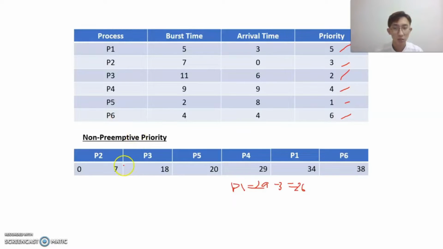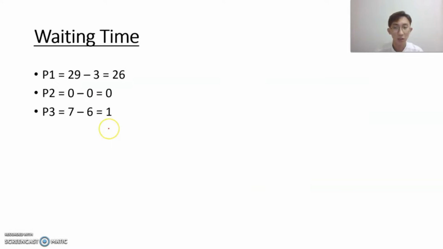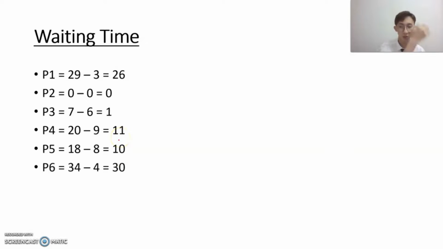And process 3 starts at 7 milliseconds. Process 3 arrives at 6 milliseconds. So actually it is just waiting for 1 millisecond. Okay, so process 4 is calculated as I just mentioned. Same calculation. So this is all the process waiting time. So this waiting time uses the arrival time and the start process time. So start process time minus the arrival time gives the waiting time.